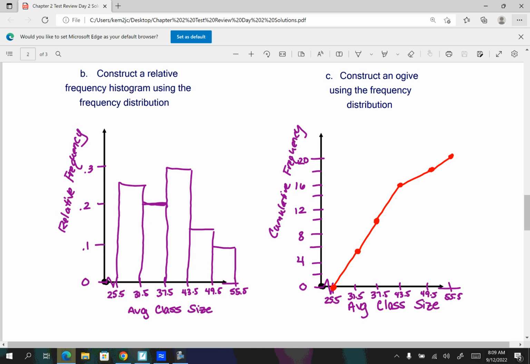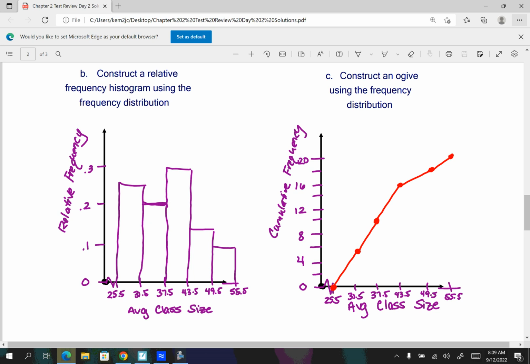You could also have a correct answer there if you labeled with class midpoints, is the other way to do that. Okay, but I like boundaries for mine. And then just make sure your bars touch as you're going up. They go up to whatever the relative frequency was.